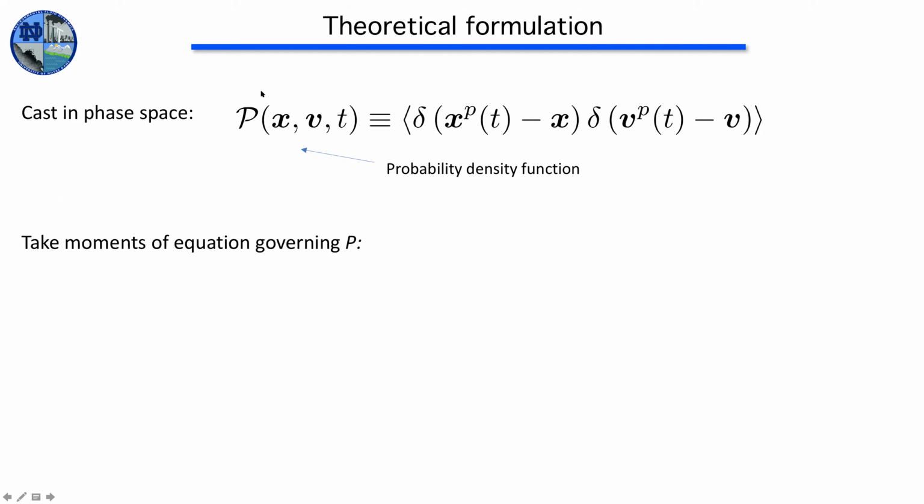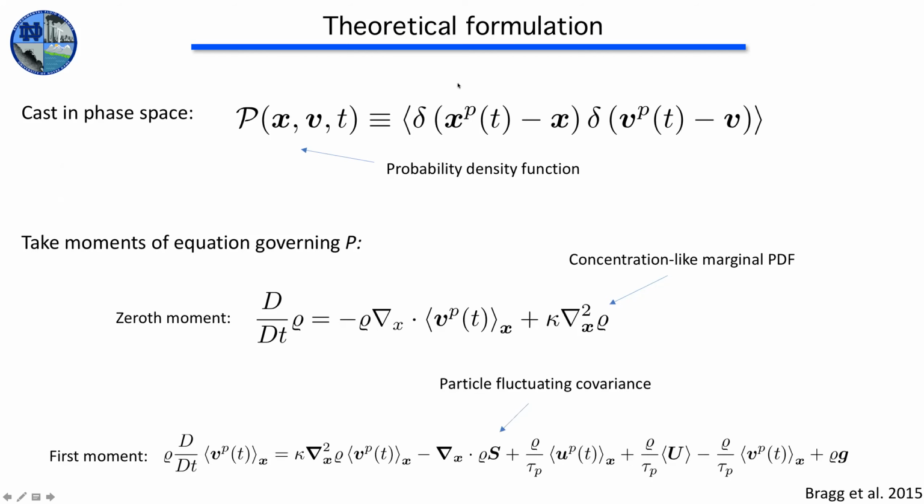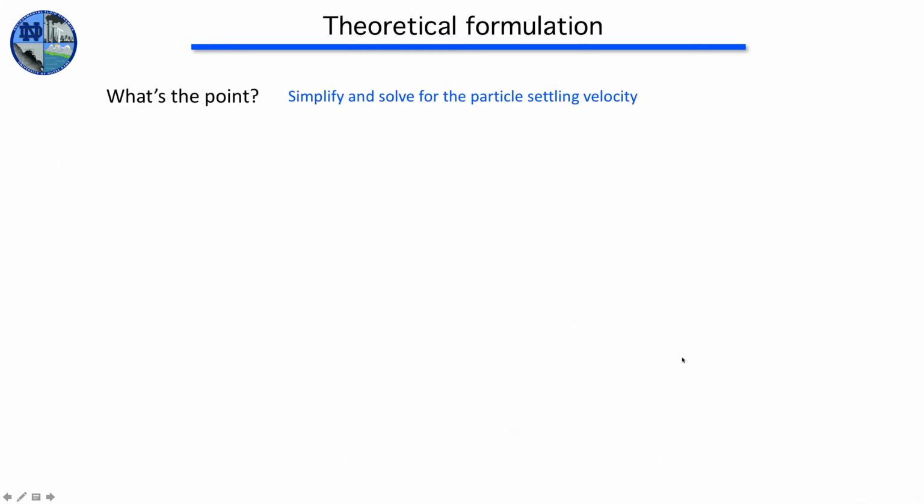And so what you can do is create a governing equation for this PDF, which I'm not showing here, and take its moments. The 0th moment ends up as a differential equation for the marginal PDF, which we're calling rho here, which is proportional to the concentration. If you take the first moment of the equation governing the PDF, you end up with something which governs the momentum of the dispersed phase, or tells you something about the particle velocity. The details of how you get this equation and then take its moments, you can look up in Bragg et al. 2015.